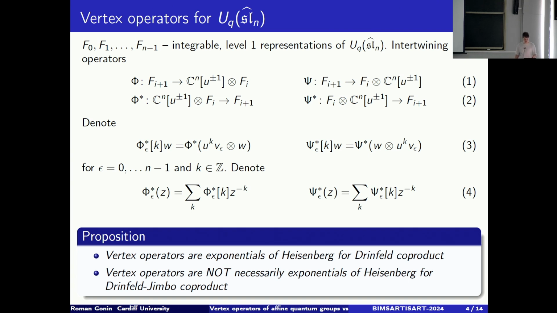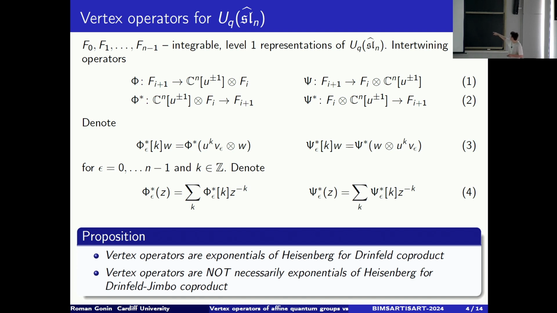Now I define vertex operators for quantum affine SLN. They are intertwiners. We have the integrable level 1 representations Fi of quantum affine SLN, and we have the evaluation representation C^n(u). We can consider an intertwiner from Fi plus 1 to the tensor product of the evaluation representation with Fi, on the left and on the right. And since this is a quantum group, these are different things. We can also consider dual operators, which go in the opposite direction.